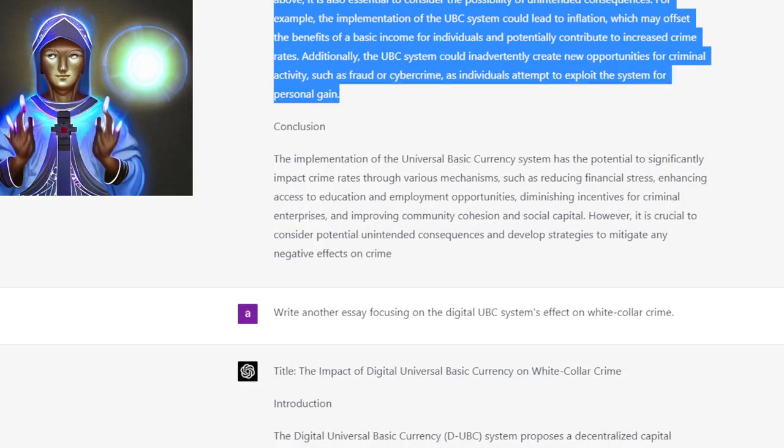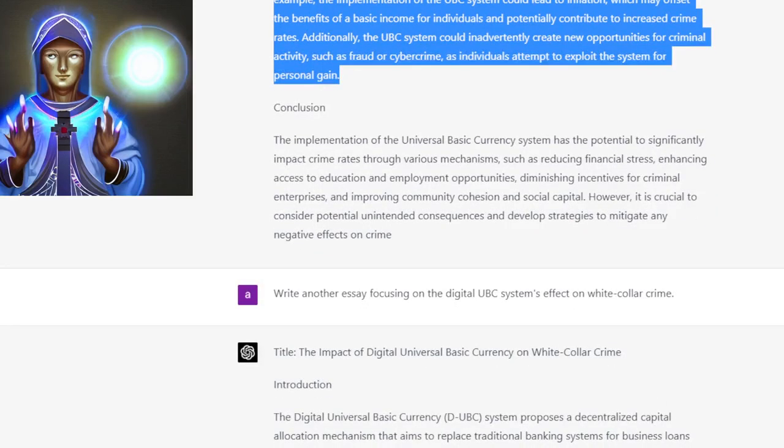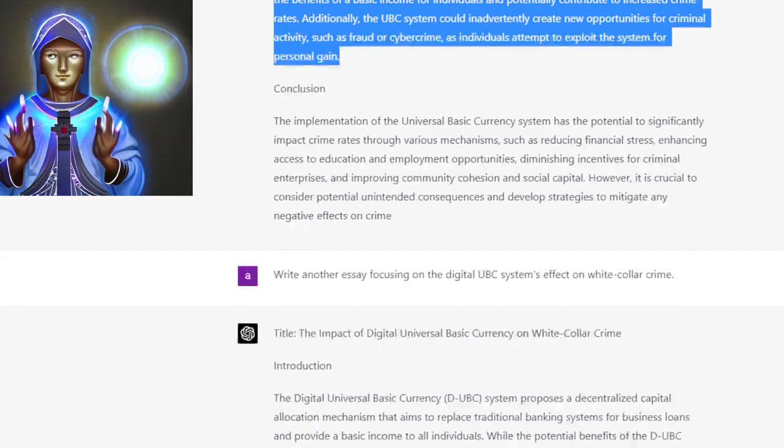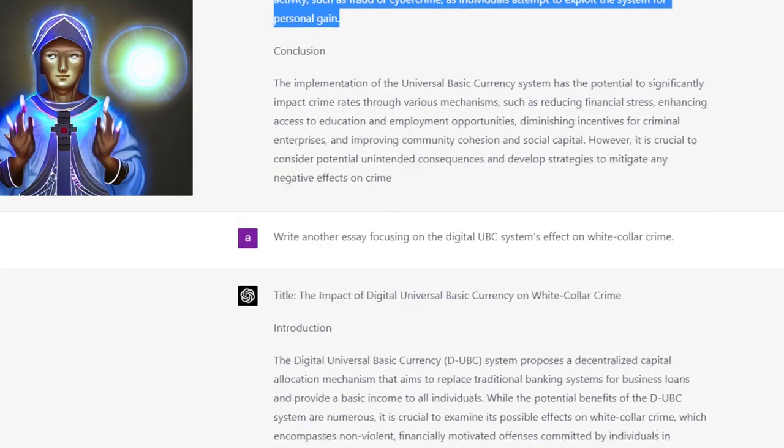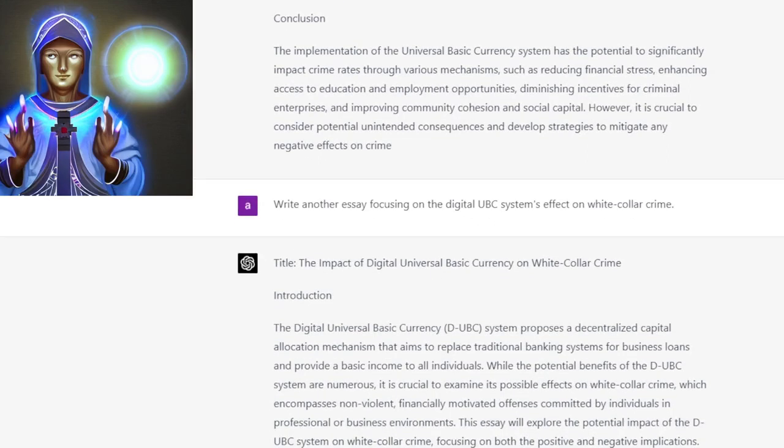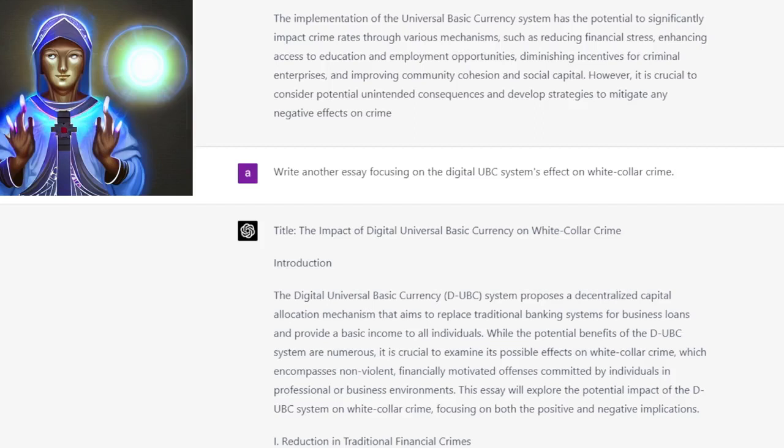The impact of Digital Universal Basic Currency on white-collar crime. Introduction. The Digital Universal Basic Currency (DUBC) system proposes a decentralized capital allocation mechanism that aims to replace traditional banking systems for business loans and provide a basic income to all individuals.